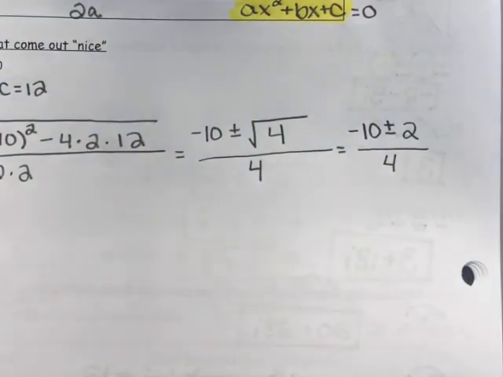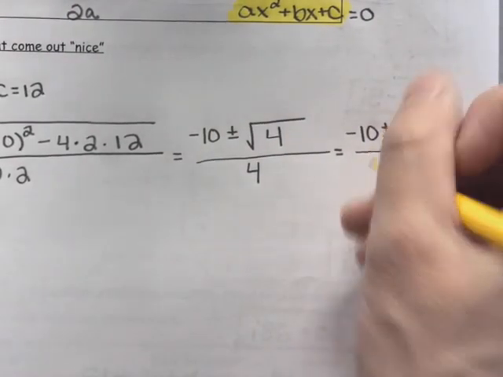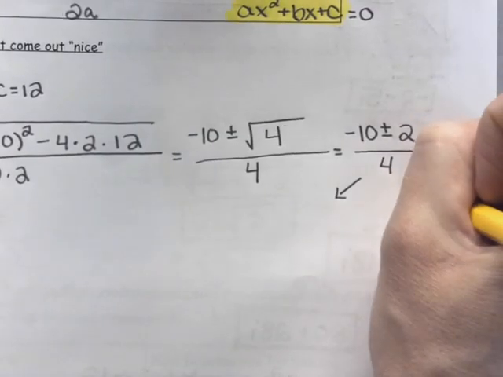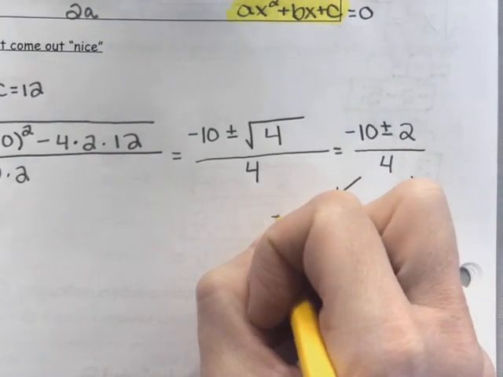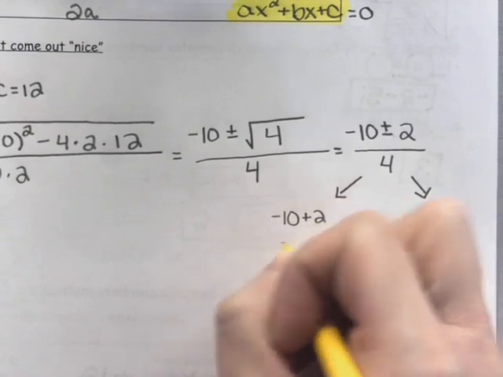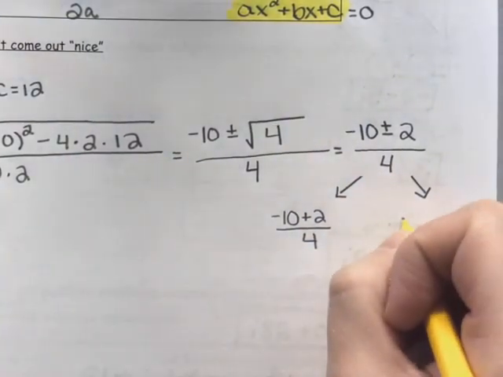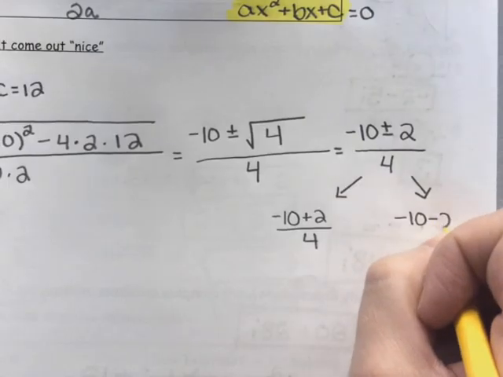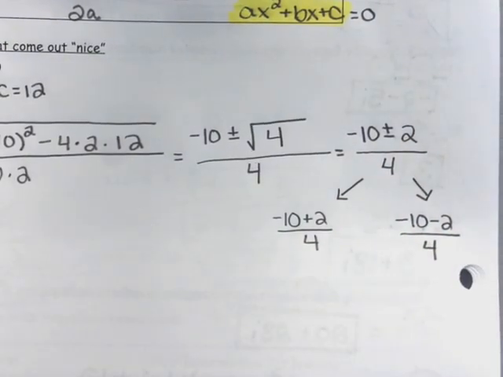All right, now, do you see how I have a plus minus still in here? I can't just pick which one's my favorite. Like, I like adding better, so I'm going to just pretend the minus isn't there. We can't do that. We have to actually follow it both ways. So we're going to break this into 2 problems at this point. We've got negative 10 plus 2 divided by 4, and then we're also going to do negative 10 minus 2 divided by 4. We've got to do both and get both of our answers. So we're going to get 2 answers here.